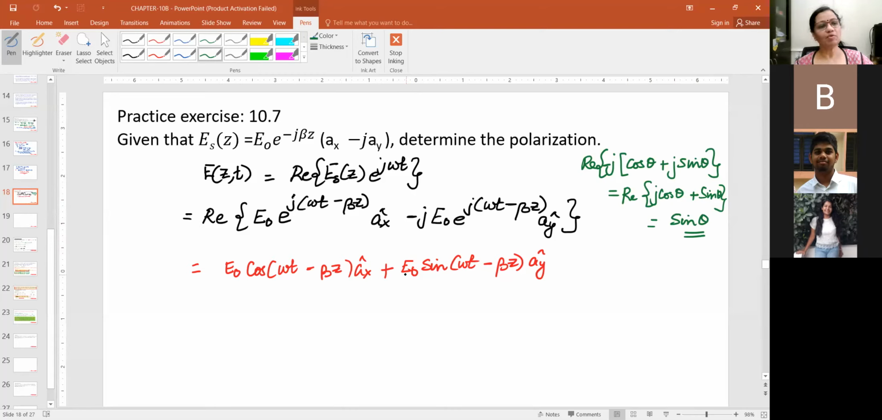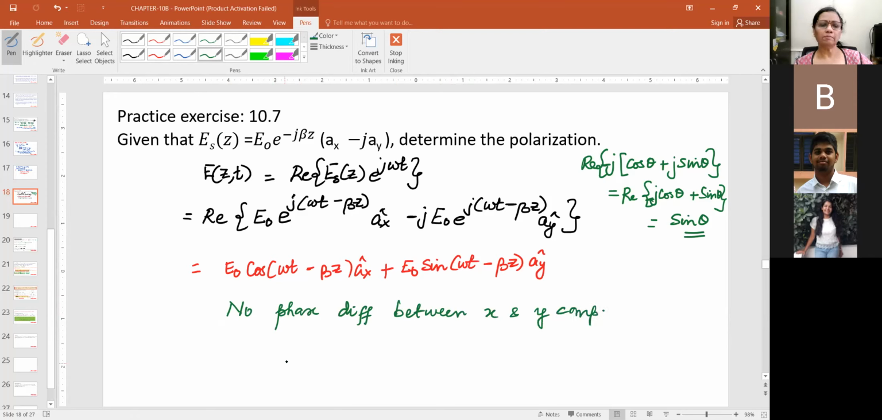So now we look at this and tell me, what sign? Minus sine theta it is. j into j is minus, but already there is a minus here, so that minus will go here. Okay. Now can you guess what is going to be the polarization? Is there a phase difference between X and Y? No phase difference between X and Y component.